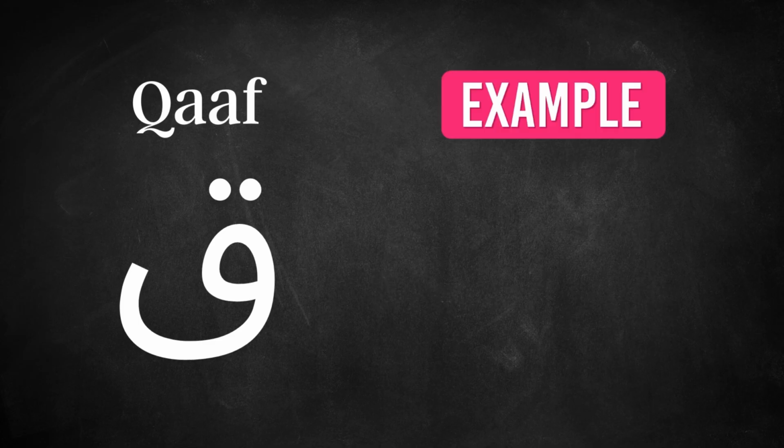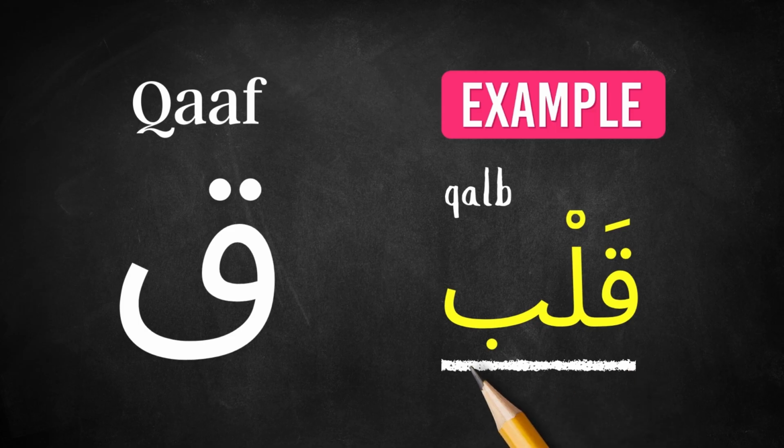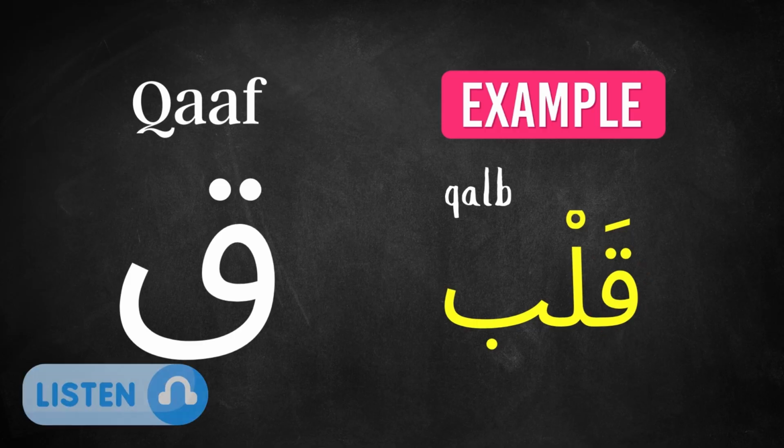Example, the word qalb, which means heart. Start with the letter Qaf. Listen. Qa, qalb, qa, qalb.